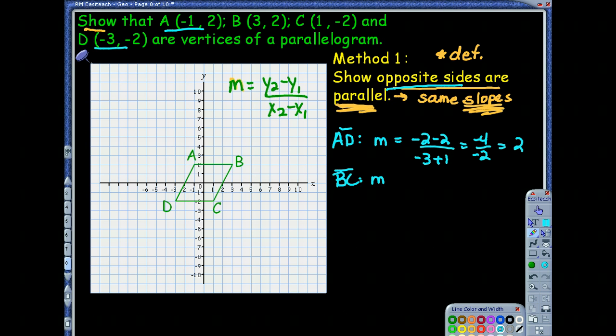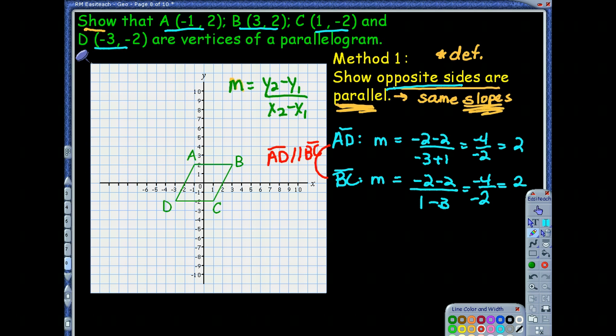Now the opposite side of AD is BC, so we can go ahead and find the slope of BC. So we're using the coordinates of B and C. That would be negative 2 minus 2 over 1 minus 3. So this is negative 4 over negative 2, so that is 2. Okay, those have the same slope, so those lines are parallel. That just means we've shown the work to say that.